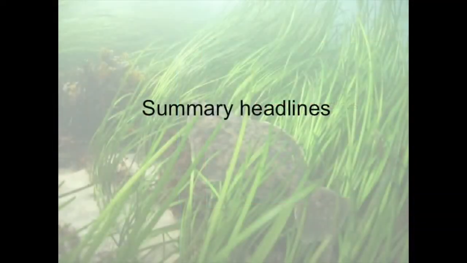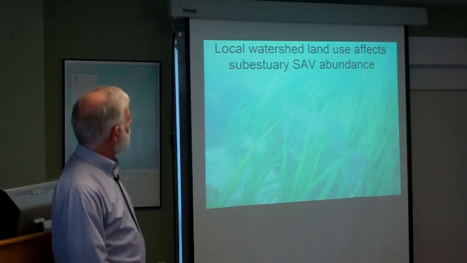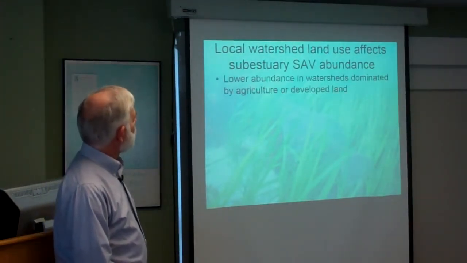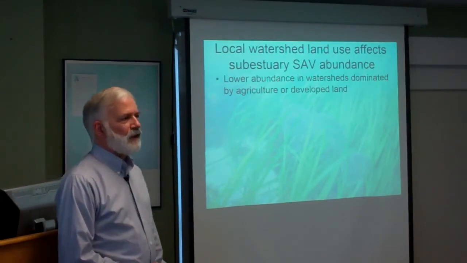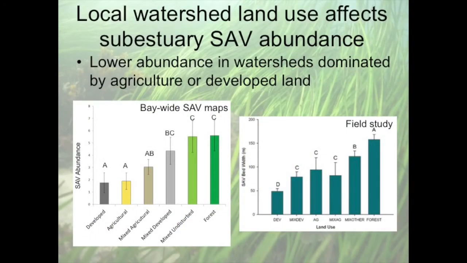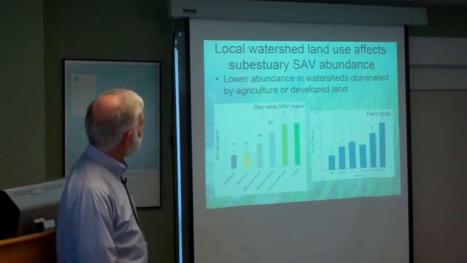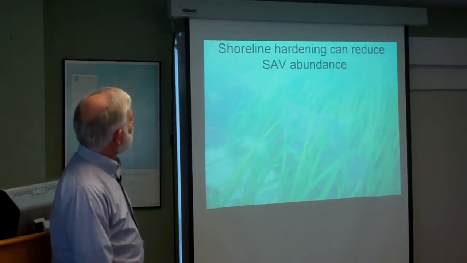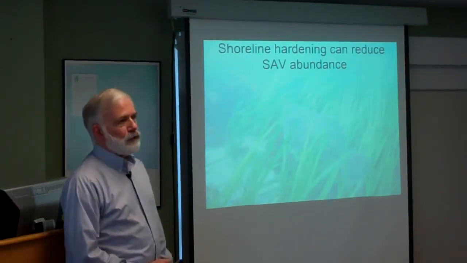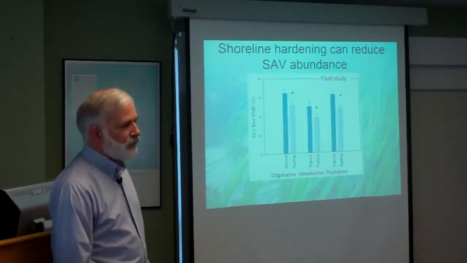So let me just briefly go through the summary headlines. Again, local watershed land use can affect subestuary SAV abundance, with lower abundance in watersheds dominated by agricultural or developed land. We saw that in our study of the bay-wide aerial photography, and we also saw that in the field study of the transect measurements. We found that shoreline hardening can reduce SAV abundance. We saw that in the field study.